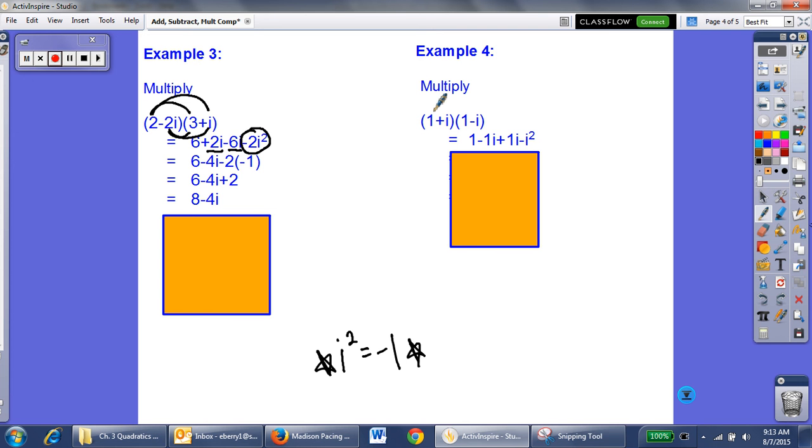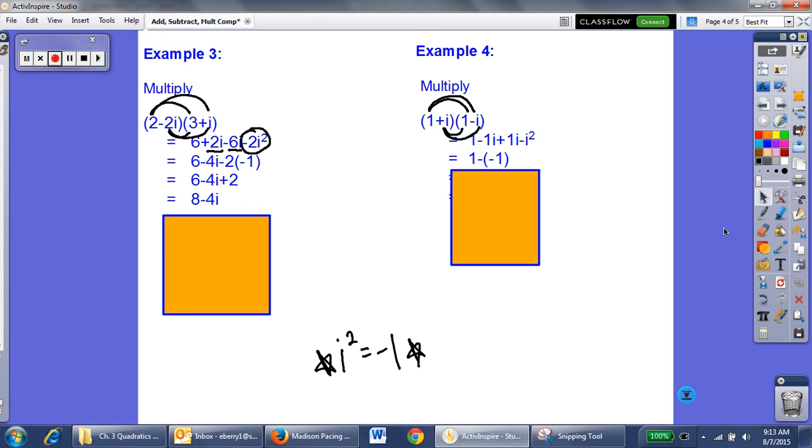So first we have 1 times 1, which is 1. 1 times -i is -1i. The inner terms, we've got i times 1, which is positive 1i. And then i times -i is -i squared. Okay, let's go ahead and simplify, keeping in mind that i squared equals -1.